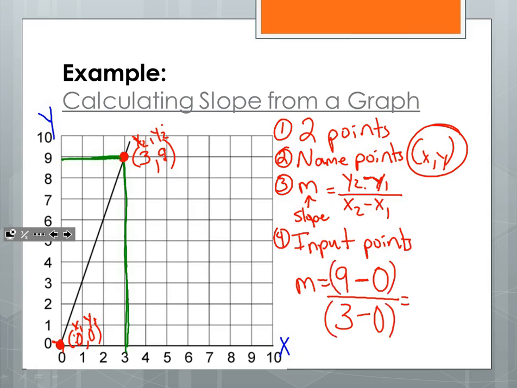Now I'm just going to do simple math. So 9 minus 0 is 9. 3 minus 0 is 3. What does that equal? Well, I know it's an improper fraction, and 9 divided by 3 is 3, because 3 can go into 9 how many times? 3, 6, 9. 3 times. So that's my slope. It doesn't have a unit. It's just a slope of 3. Let's look at the next example.